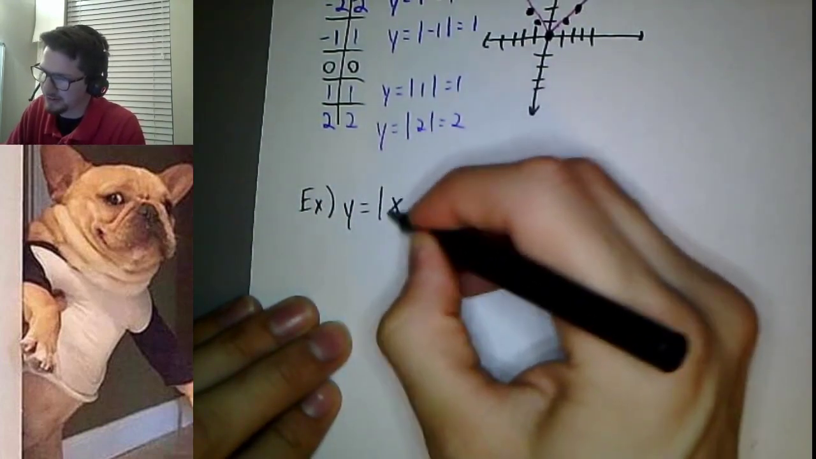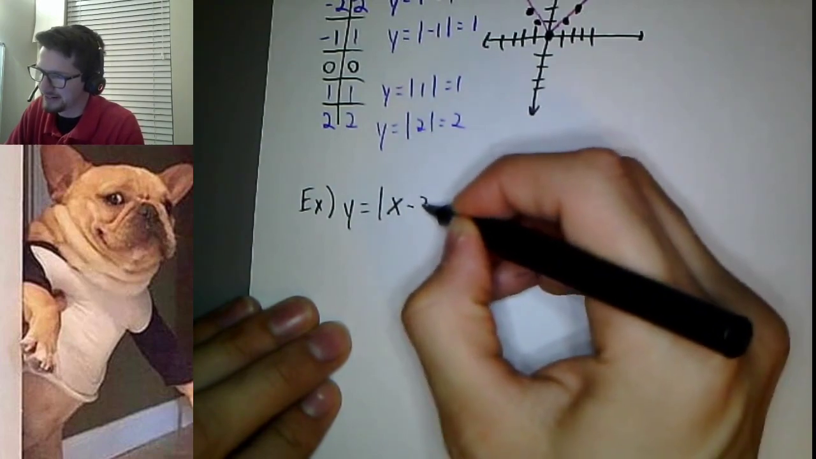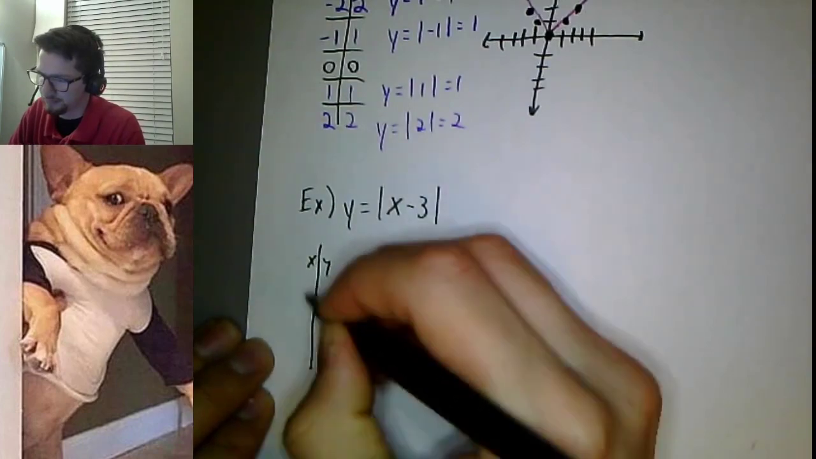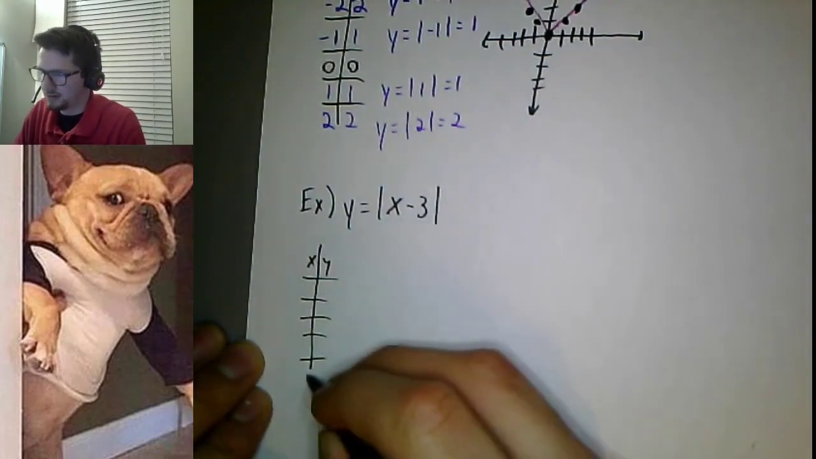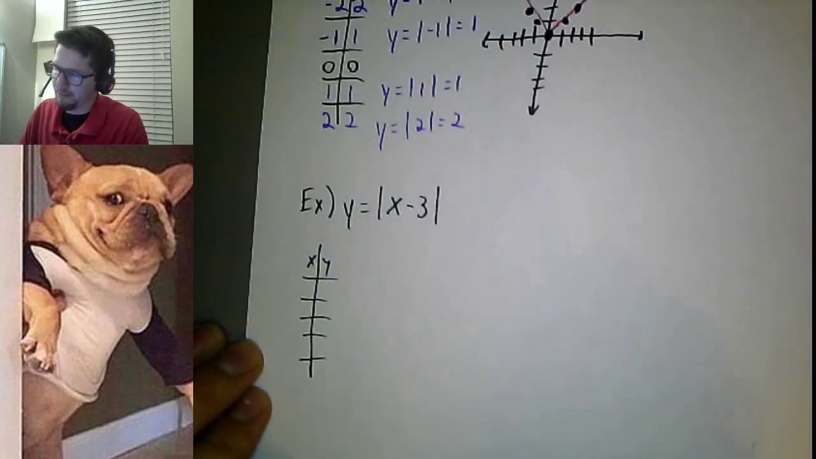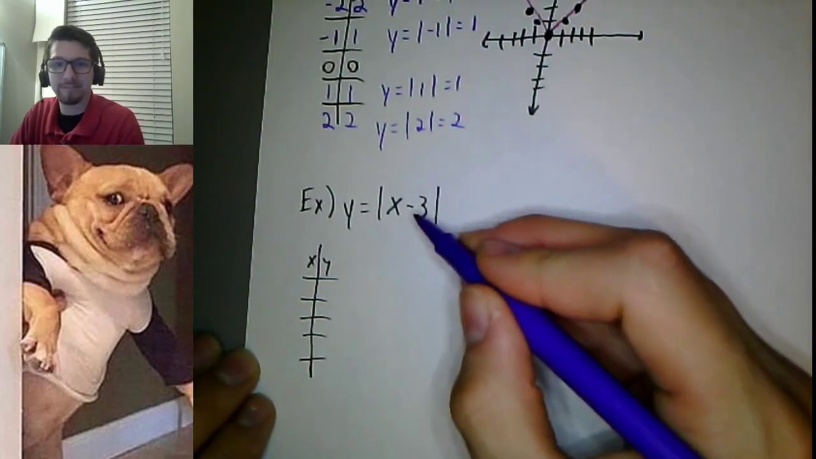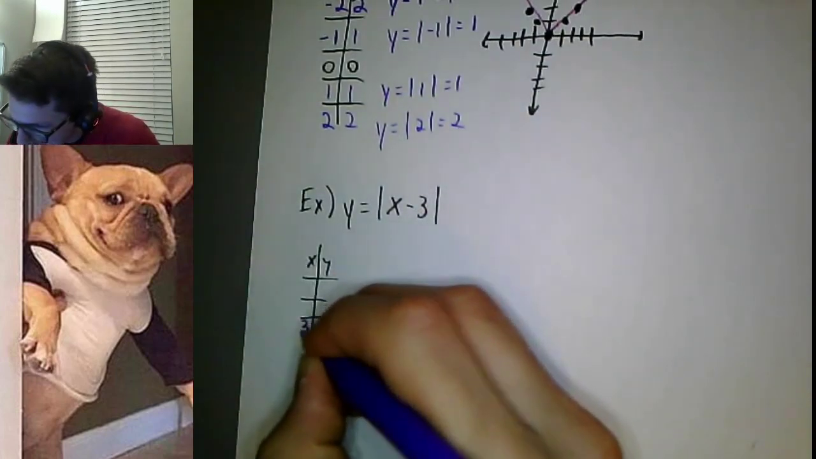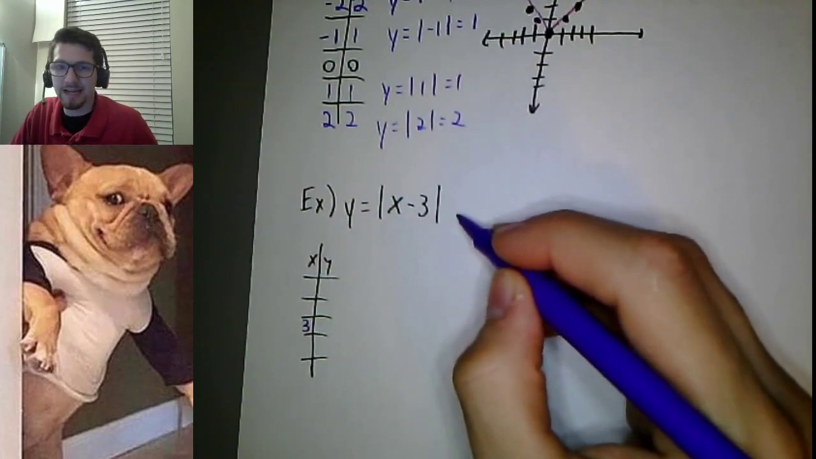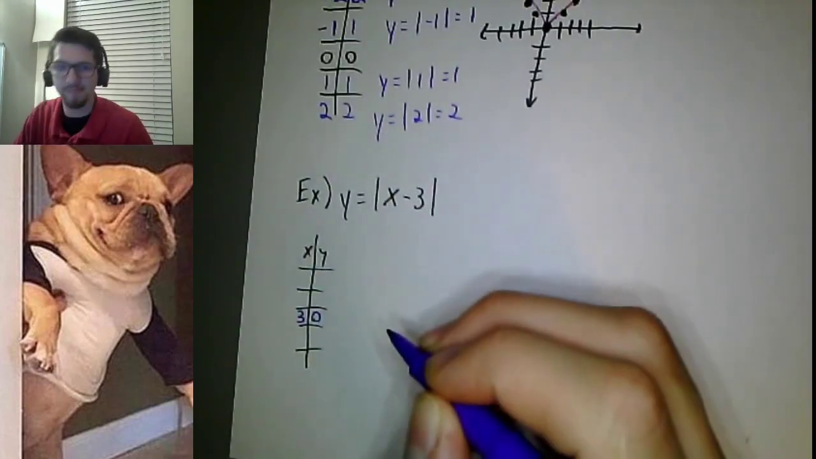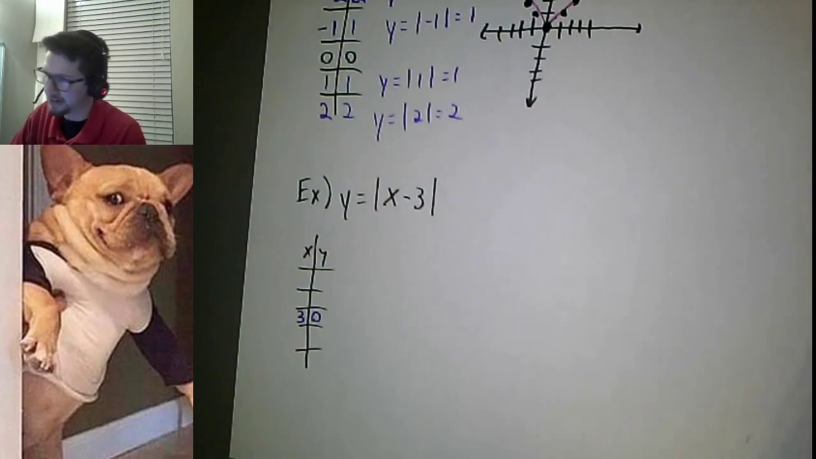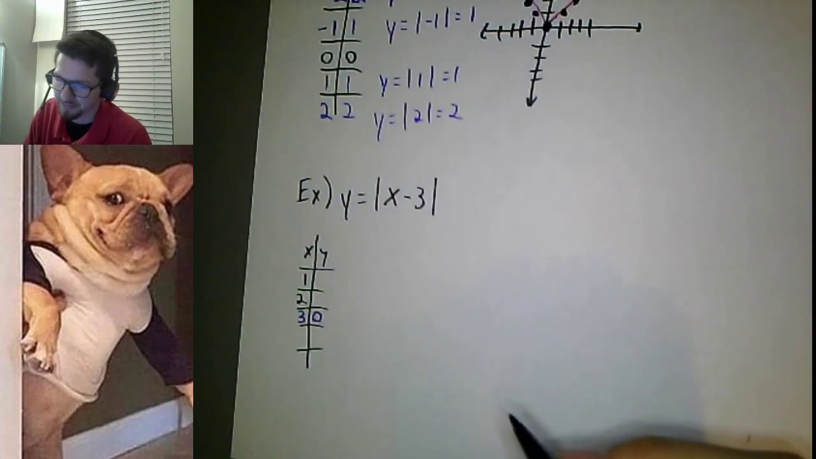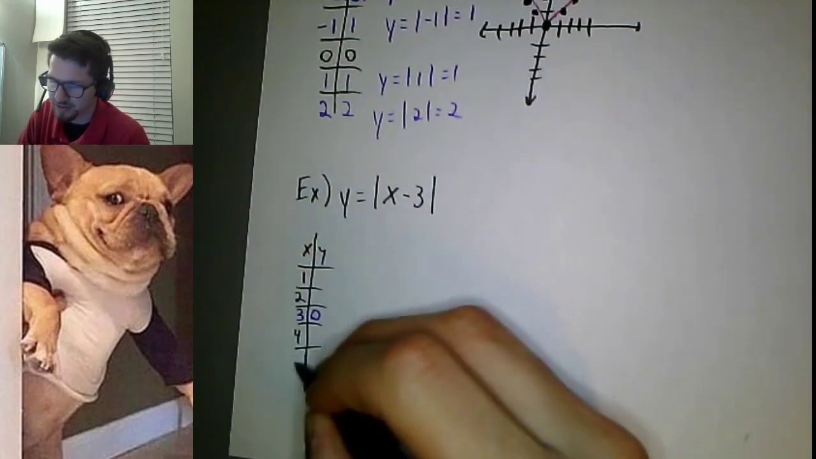Y equals the absolute value of, let's do x minus 3. So what is my vertex going to be? Well, what's my h? -3. What do I do with h? Change the sign. So instead of -3, it's +3. And then what's my k? I don't see one, so let's say 0. So I'm going to go down 1 from 3. 3 minus 1 is 2. 3 minus 2 is 1. 3 plus 1 is 4. 3 plus 2 is 5.